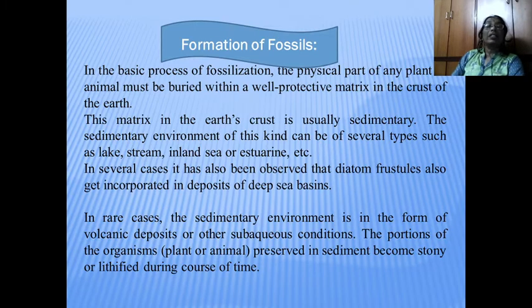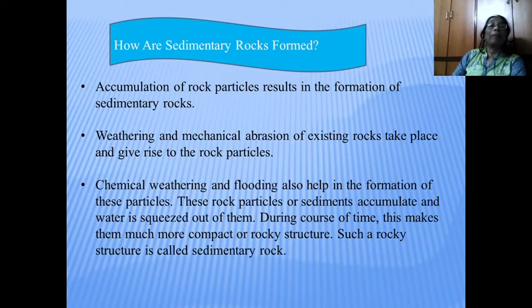In several cases, it has also been observed that diatom frustules get incorporated in deposits of deep sea basins. In rare cases, the sedimentary environment is in the form of volcanic deposits or other subaqueous conditions. The portion of the organism preserved in sediment becomes stony or lithified during the course of time.